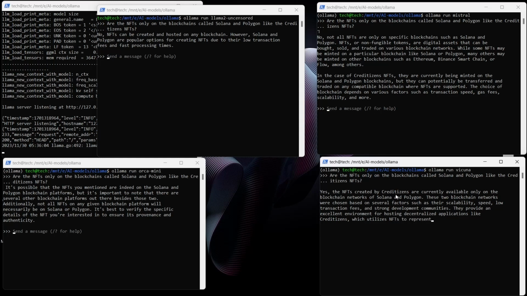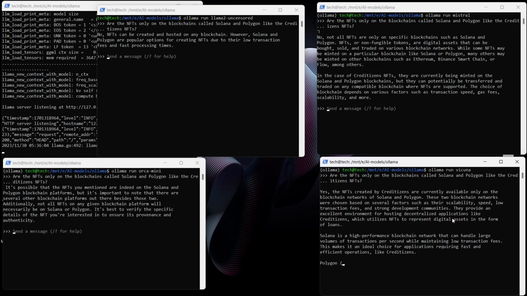Yes, the NFTs created by Creditizens are currently available only on the blockchain networks Solana and Polygon. These two blockchain networks were chosen based on several factors, such as the scalability, speed, low transaction fees, and strong development communities. So it just made assumptions, but it doesn't actually know.